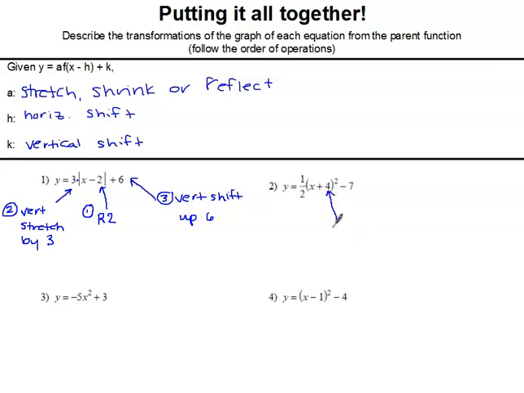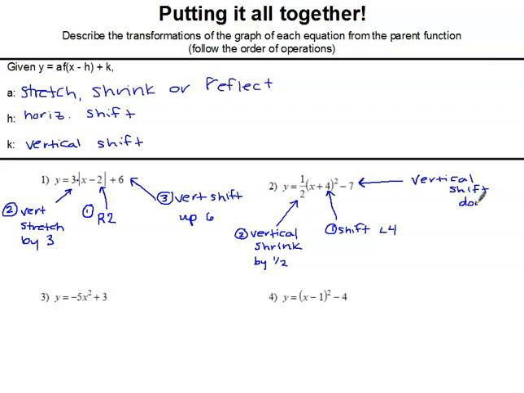So start inside, work your way out. First thing I do here is I'm going to shift to the left 4. Second thing I do is I deal with my multiplication. This is a vertical shrink. We're multiplying by 1/2. So that does make my numbers smaller. Vertical shrink by 1/2. And then last, I have a minus 7. So vertical shift down 7. So I have those in order, 1, 2, 3.